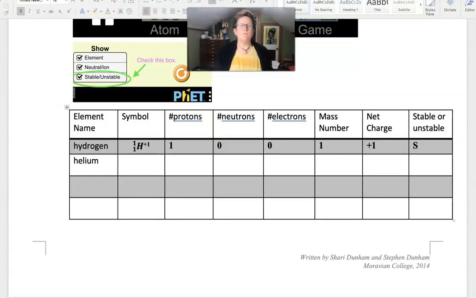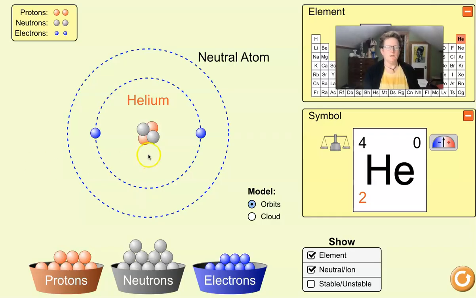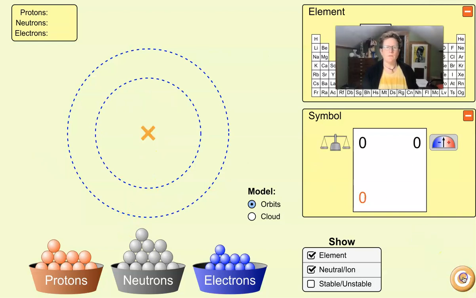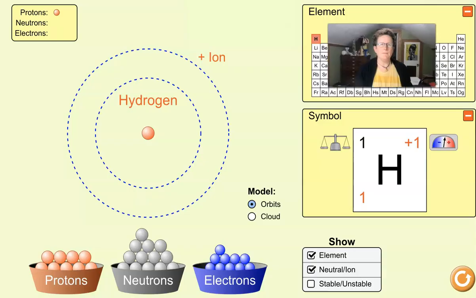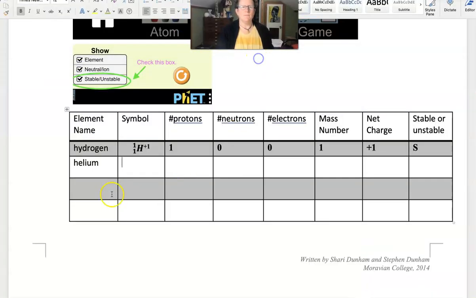So I've done the first one for you. We made a hydrogen atom. We'll clear this here. If we make a hydrogen atom, it's really simple. We just put in 1 proton, and if we want a positive ion, we leave the electrons off. And so this has the symbol 1, 1, plus 1, which is exactly what's on our lab sheet here.